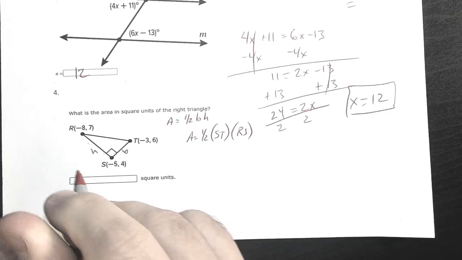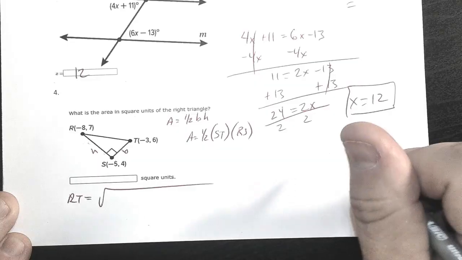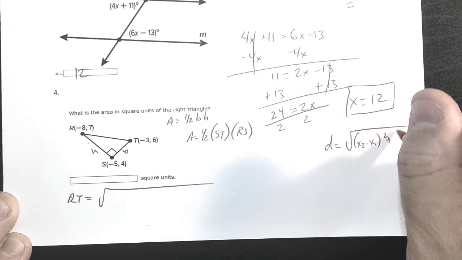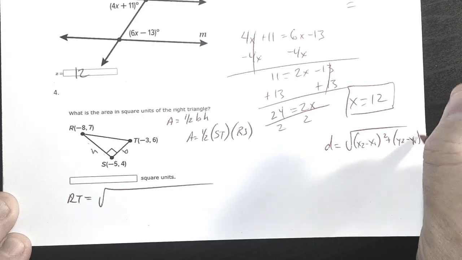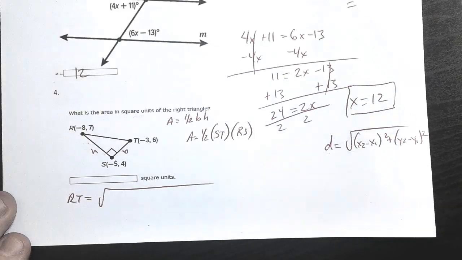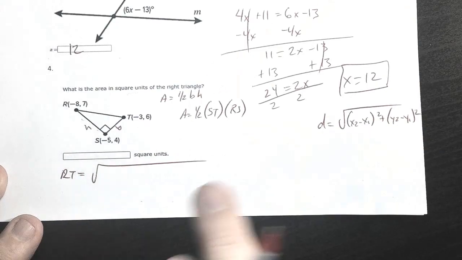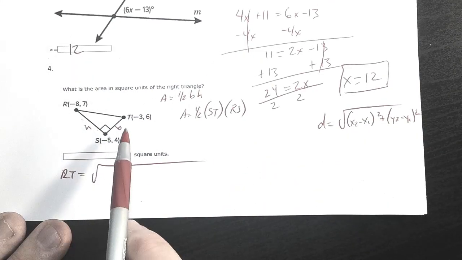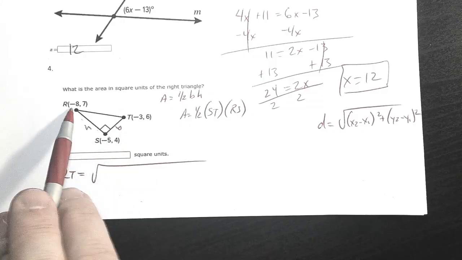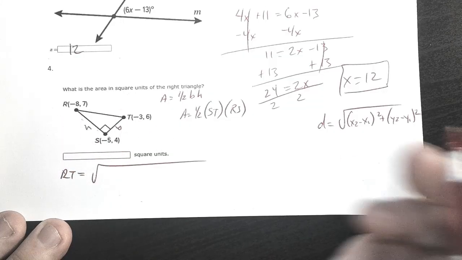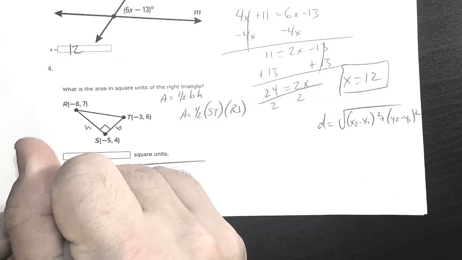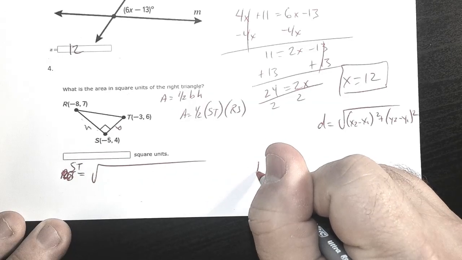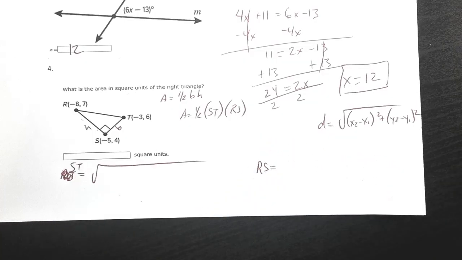So RT, now remember distance formula, x sub 2 minus x sub 1 squared plus y sub 2 minus y sub 1 squared. So let's go over here. We're going to do RT, do ST, and then come up with that. So RT, not RT. We don't want that. That's the hypotenuse. It's ST, excuse me. And then over here we'll do RS.